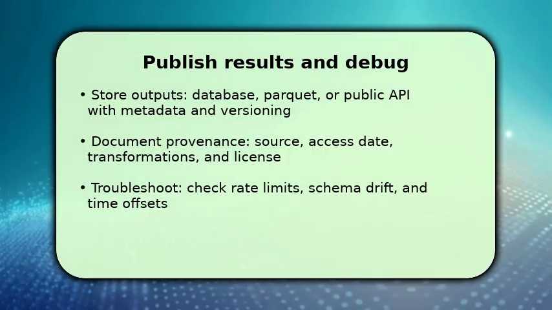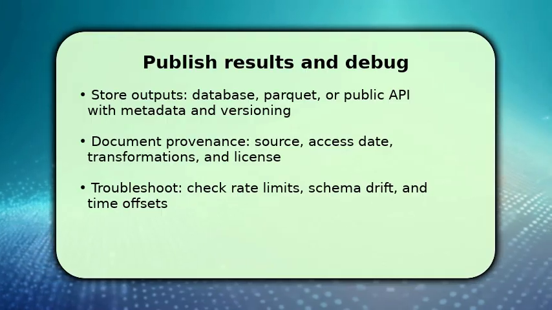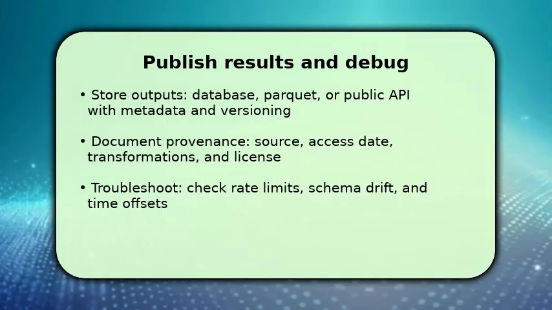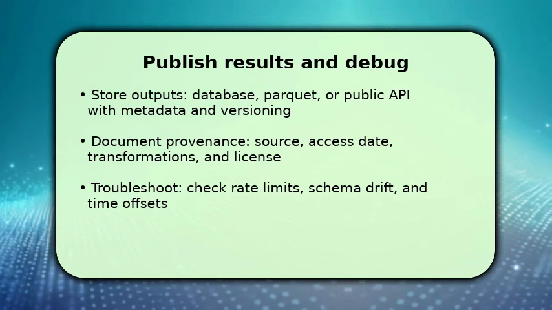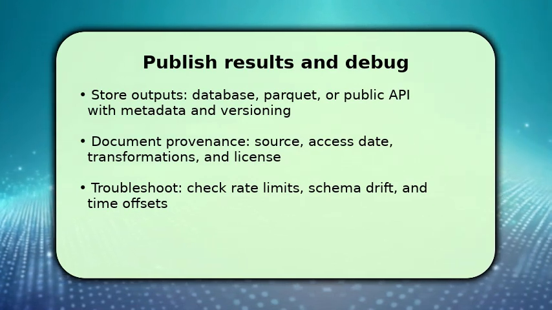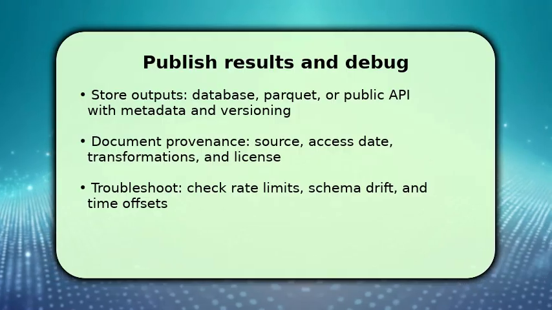If issues occur, first check API rate limits and authentication, then examine schema drift or unexpected time offsets. Addressing those quickly restores pipeline reliability and trust.